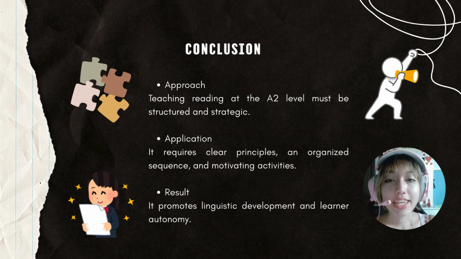Conclusion. In conclusion, teaching reading at the A2 level should be structured, strategic, and meaningful. Effective instruction requires clear principles, an organized reading sequence, and motivating classroom activities. When these elements are applied correctly, reading becomes a meaningful tool that promotes language development and learning autonomy.